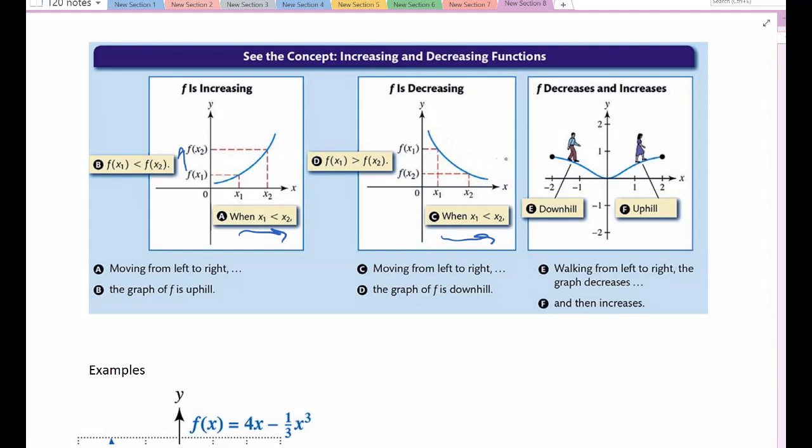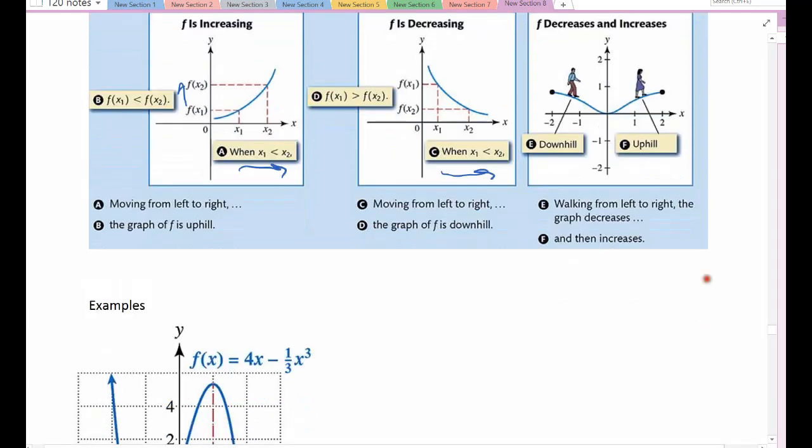Increasing and decreasing should be something that's fairly intuitive. If I'm moving up, I'm increasing. If I'm moving down, I'm decreasing. The steepness is what's changing. The steeper it is, the bigger my slope would be. The less steep it is, the smaller my slope would be. Alright, so I'm going to look at a couple examples.